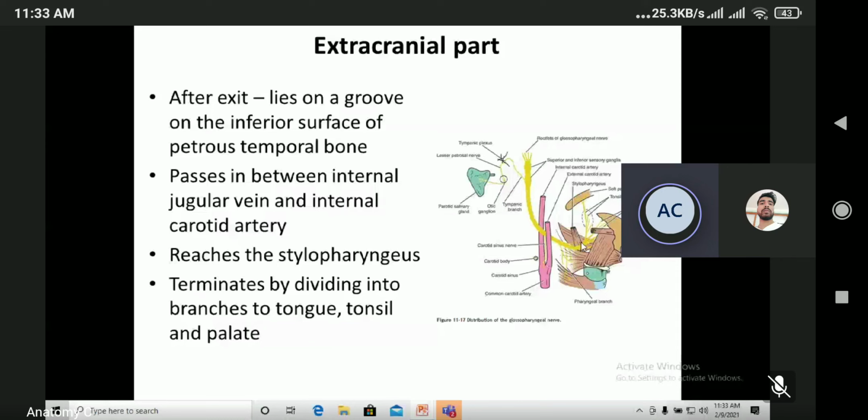Then finally it terminates by dividing into many branches. It gives branches to the tonsil; you can see the tonsillar branches here. Then it gives branches to the pharynx; there are pharyngeal branches here. It also gives branches to the posterior third of the tongue. These are the lingual branches.